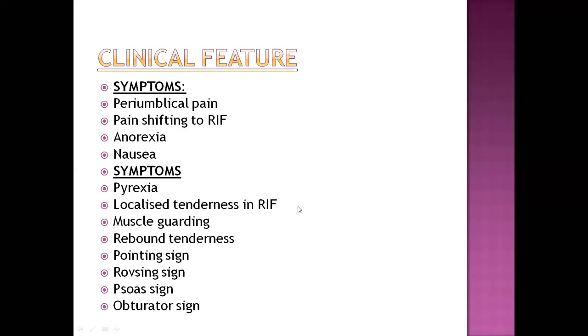The Rovsing sign is elicited by the clinician when we palpate the left iliac fossa. We do deep palpation of the left iliac fossa, and the patient feels pain on the right side of the abdomen, the right iliac fossa. This is all due to the inflamed appendix touching the parietal peritoneum, and the patient feels somatic pain.